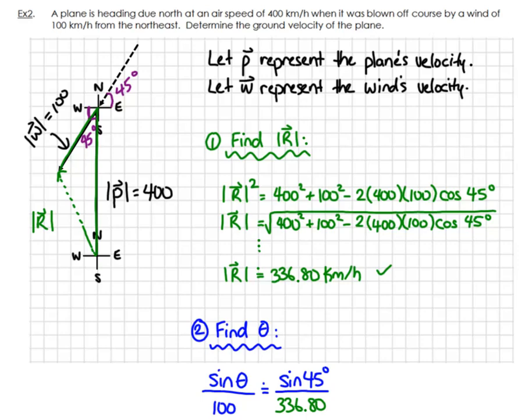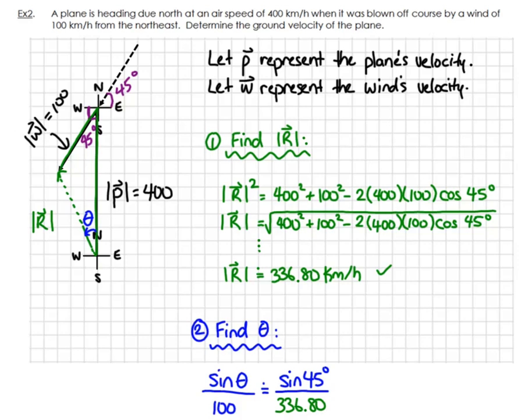Well, I don't see the ground, and so the way that we would describe the direction in this case is using the compass rose. And so what I would say is the plane would travel at this angle from the north towards the west. Okay, so how do we find that angle?